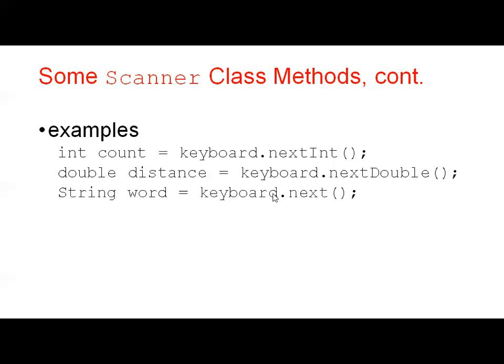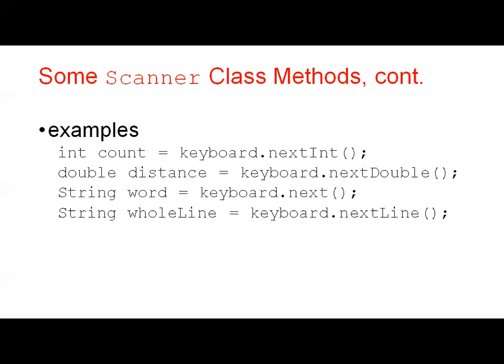If you want to read a single word, then keyboard.next(). Please remember, keyboard is only the Scanner class object name, a user defined name, like the sc we created in the previous slide. The user has created the object called keyboard just to indicate that I am reading from the keyboard. So keyboard.next() reads a word and stores it into the variable called word.